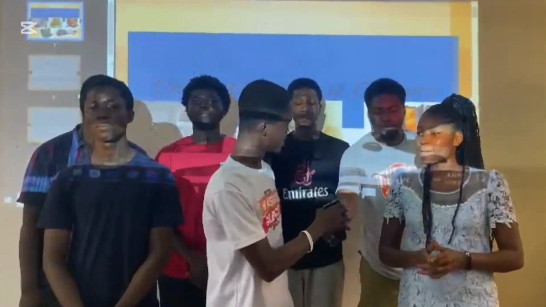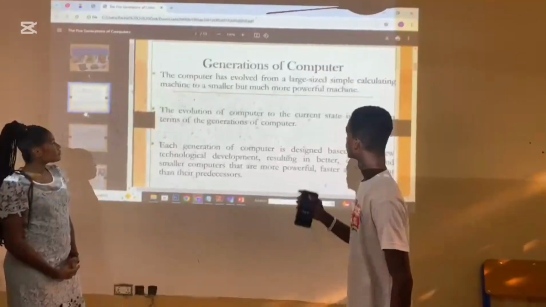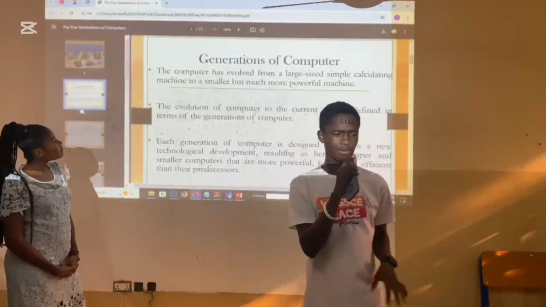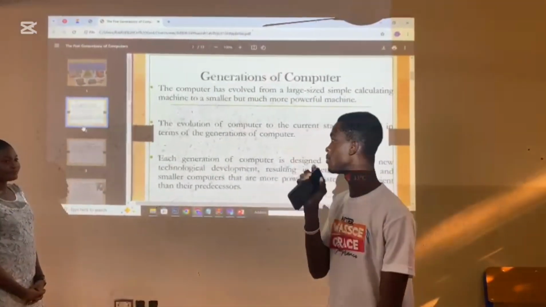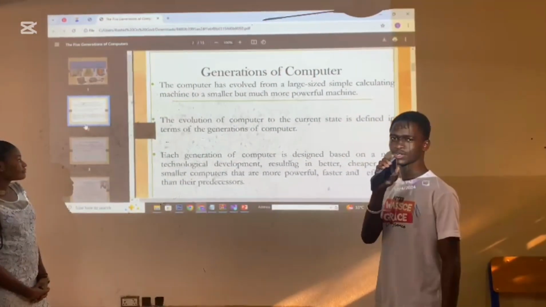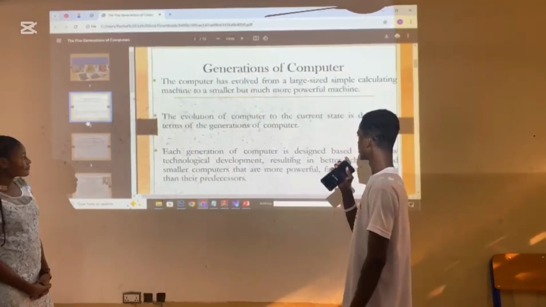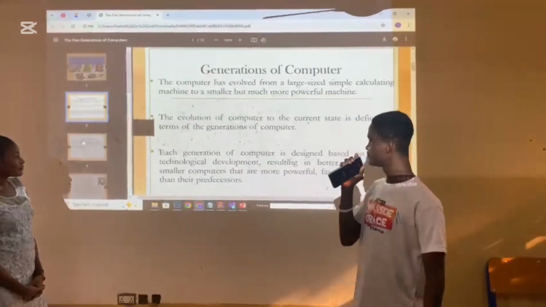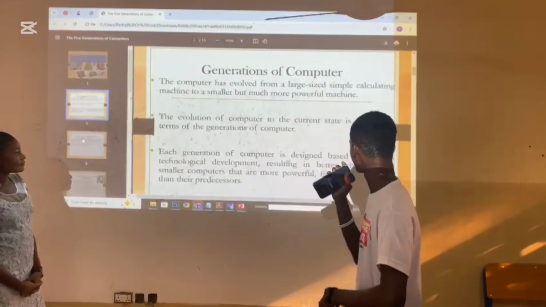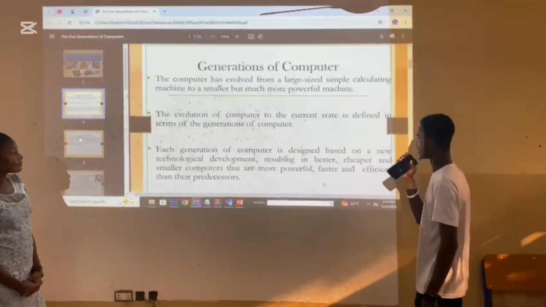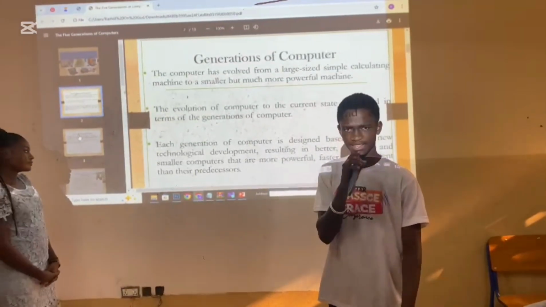Kaleboso Asare. Yes, we are presenting on the fifth generation of computers. So the computer has evolved from a large, simple calculating machine to a smaller but much more powerful machine. And the evolution of computers to the current state is defined in terms of the generations of computers. Each generation of computers is designed based on a new technological development, resulting in better, cheaper, and smaller computers that are more powerful, faster, and efficient than their predecessors.